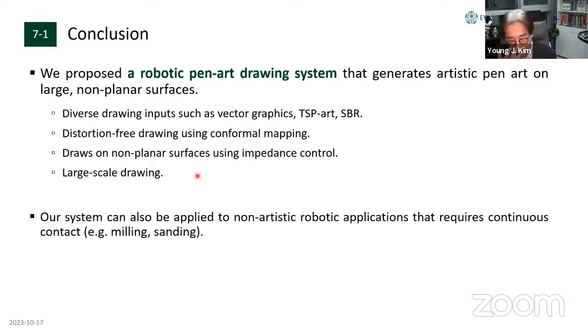And even though this is an art type project, we actually think that this kind of system can be applied to non-artistic robotic applications that require continuous contact between the end effector and the target. So in our drawing project, we need to maintain continuous contact between the pen and the target canvas. But if you replace the pen with some other tools, you can use this technique for other types of robotic applications, like milling, sanding, which is also important in industrial applications. There are other types of possibilities.